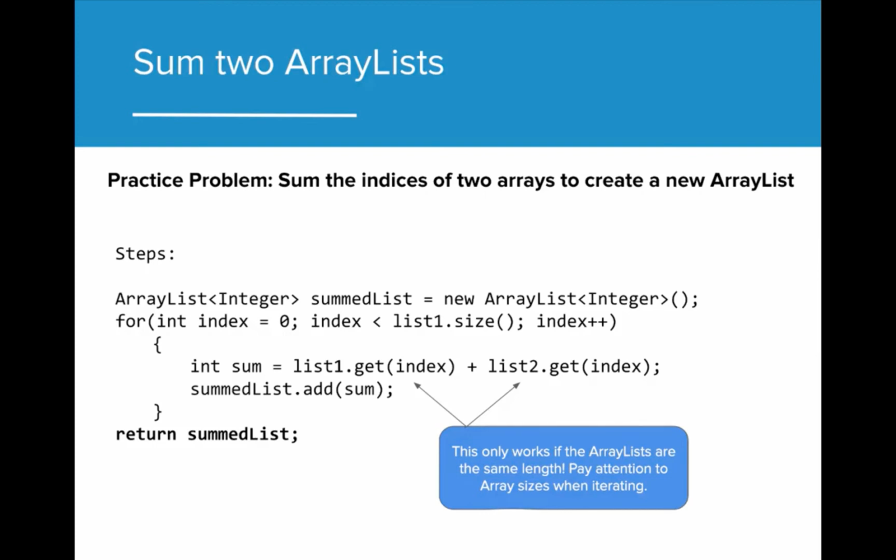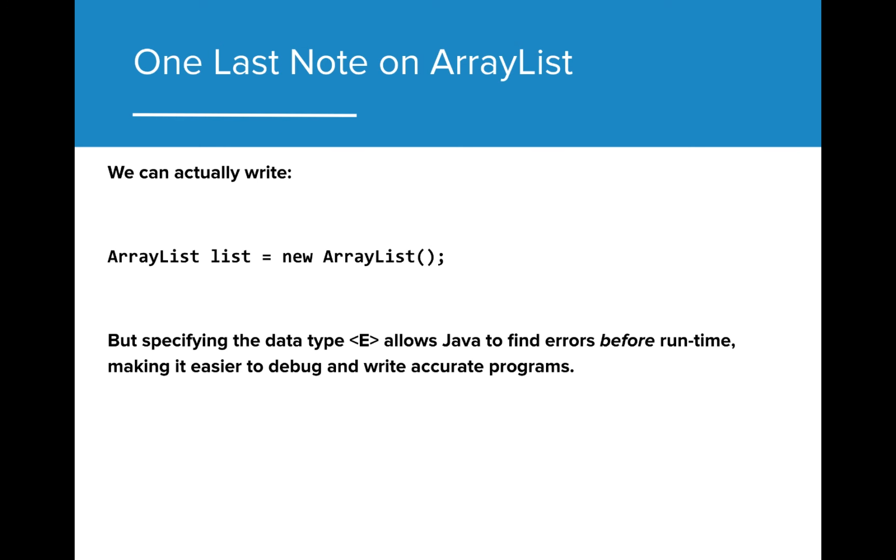When traversing ArrayLists, you must pay attention to the size of the ArrayLists to make sure that traversing won't lead to errors. One last thing to note. We are actually able to write ArrayLists without specifying the type that will be included in the ArrayList, but specifying the type is highly recommended because it allows the compiler to find errors before runtime. This makes it easier to find errors and program more efficiently, as the program will indicate there is an issue before the code is run.